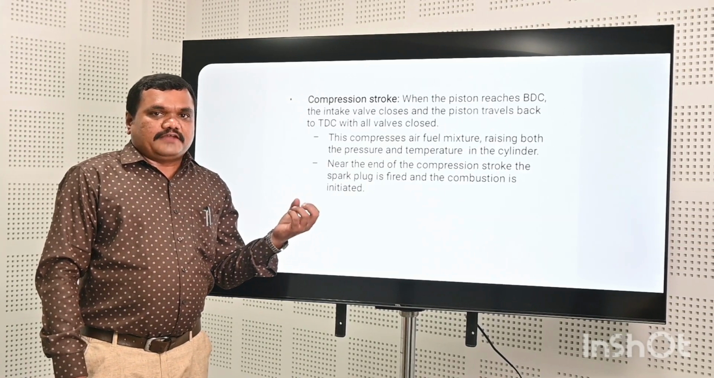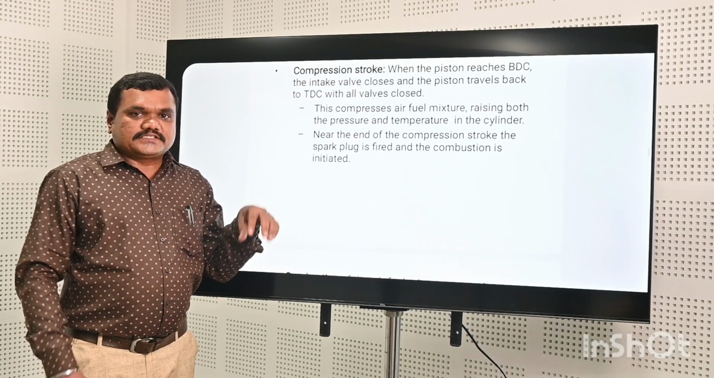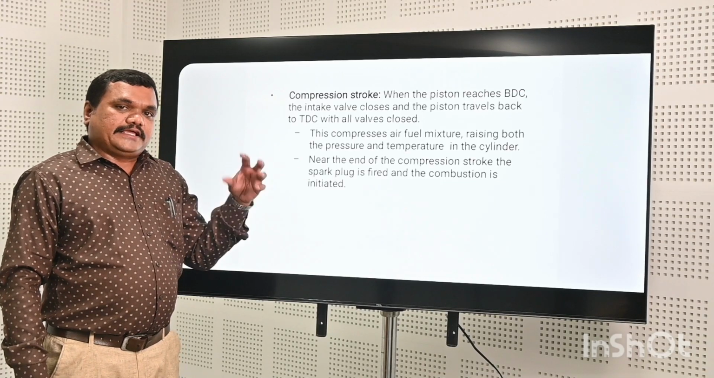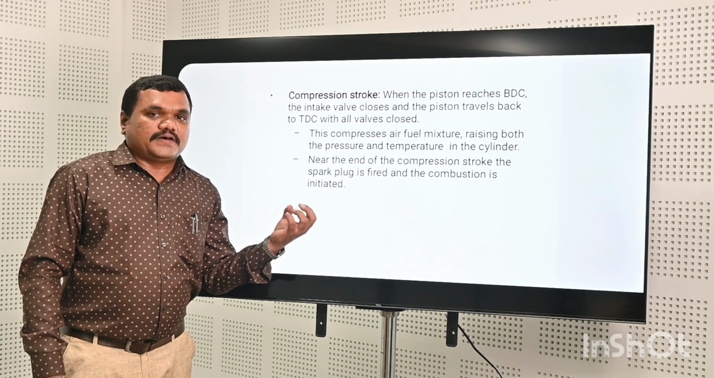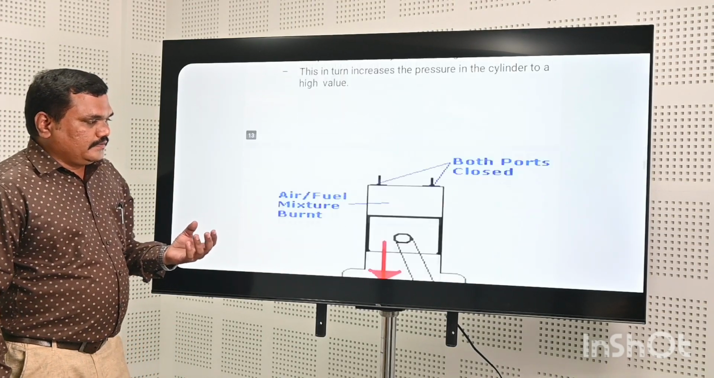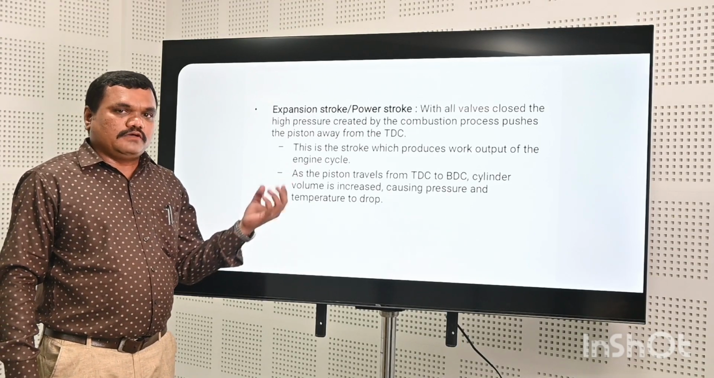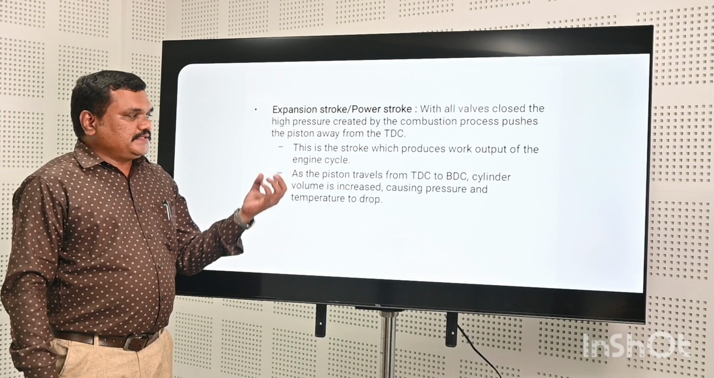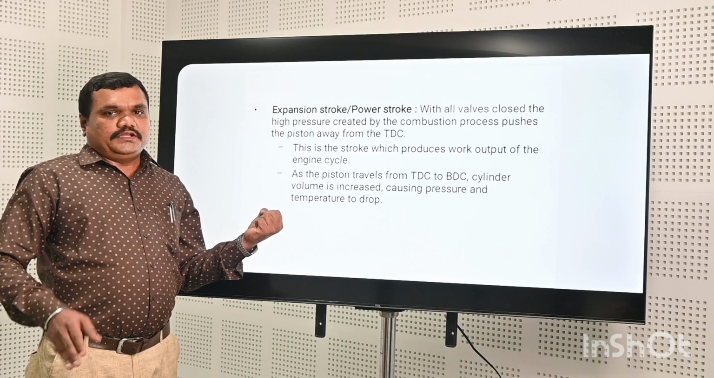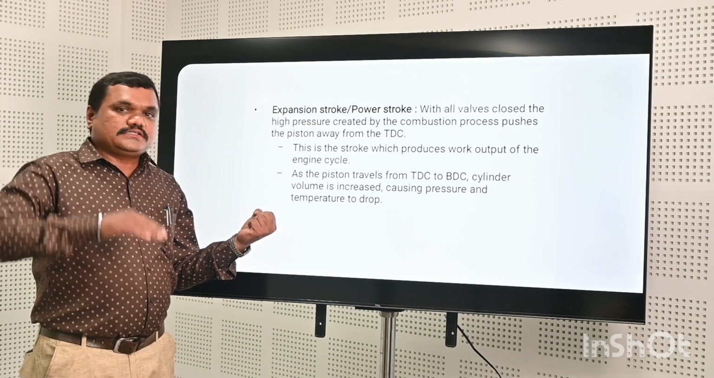Due to the explosion of the air fuel mixture, the piston is pushed downwards. So again the piston moves from TDC to BDC, and whenever the explosion takes place, that stroke is called the power stroke. During the power stroke also, both the valves are closed. When the piston reaches BDC, during the next half revolution of the crankshaft, the piston automatically moves towards TDC.